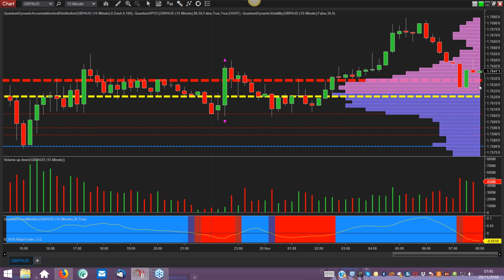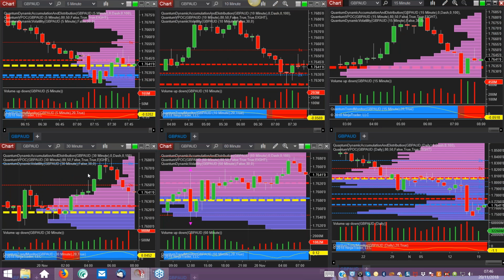If we do go back down onto the VPOC, be no great surprise. We've got a lot of price resistance through here. We've got a very strong level through here, which we've actually breached. And we've got a low volume node above. Let's go down to the 30.